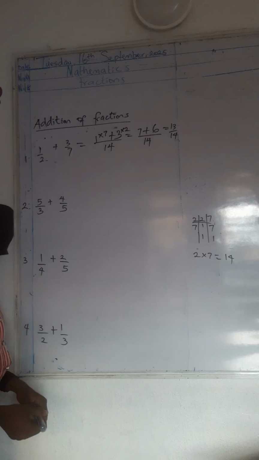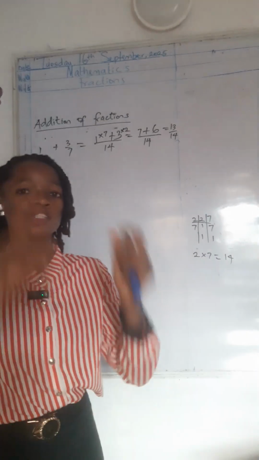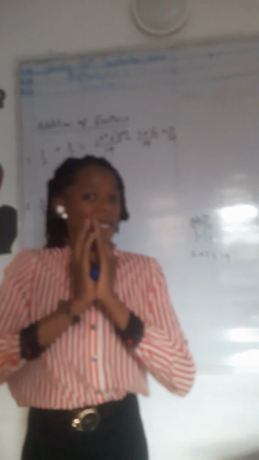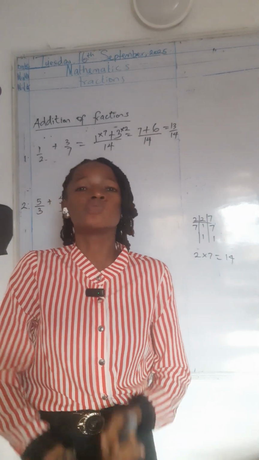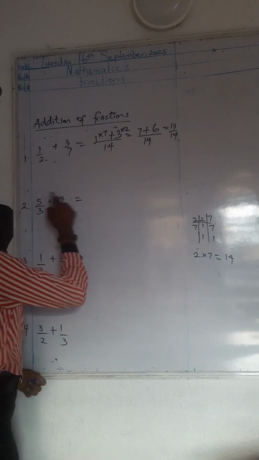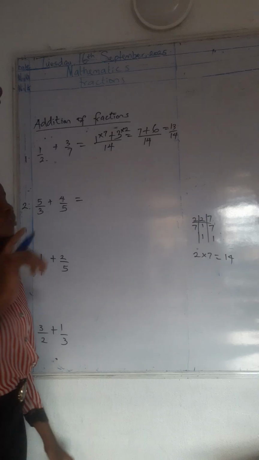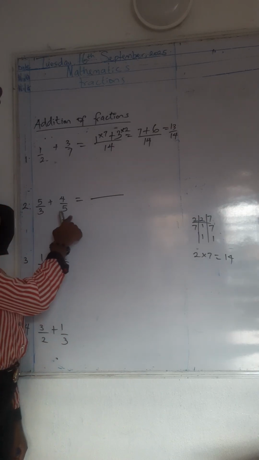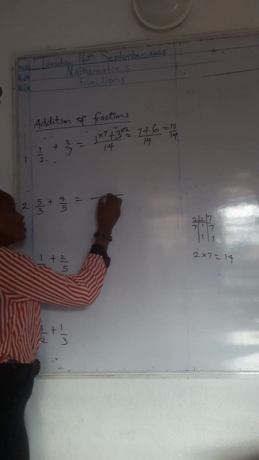Now, the next question. Remember, again, if you are sure that there is nothing that can divide both denominators at the same time, just multiply the denominators to get your LCM. Now, the next question says 5 over 3 plus 4 over 5. How do I solve this question? First, rule your line. LCM of 3 and 5. Of course, 3 and 5 cannot be divided. Just multiply. 3 times 5 is 15.